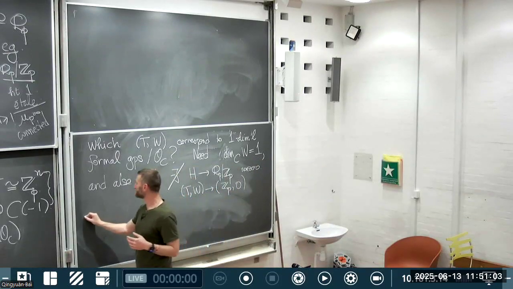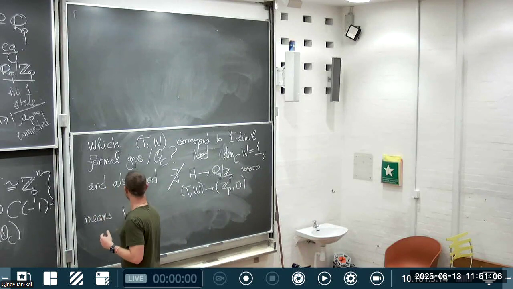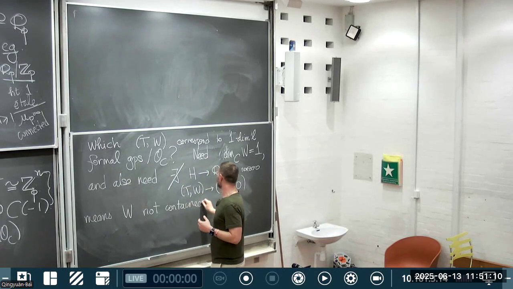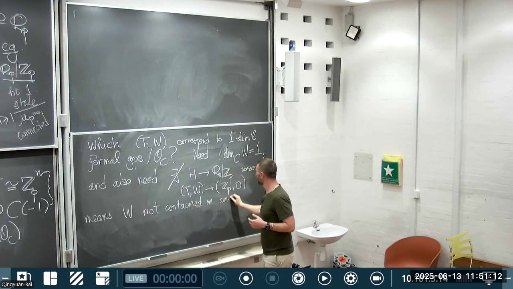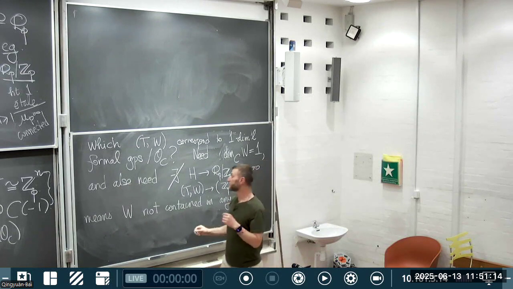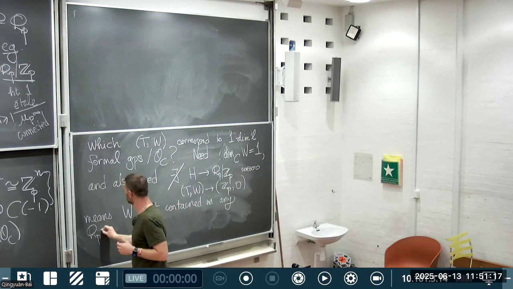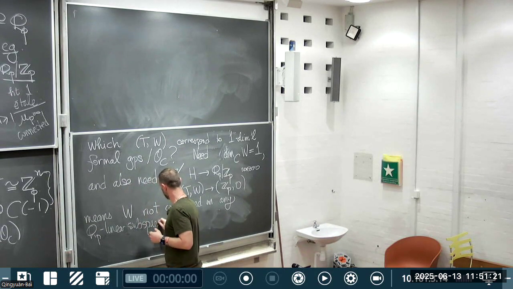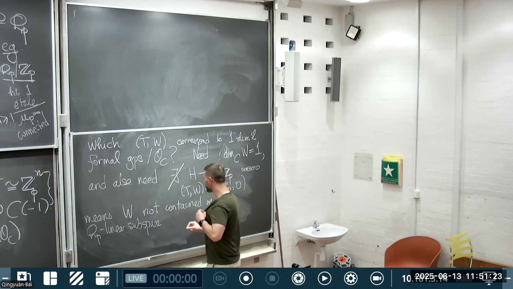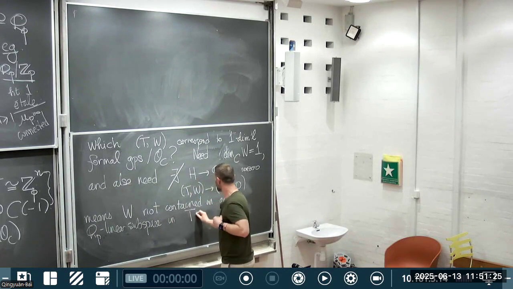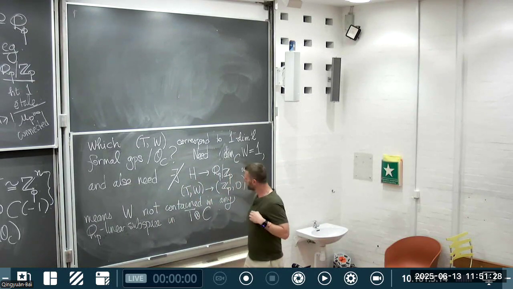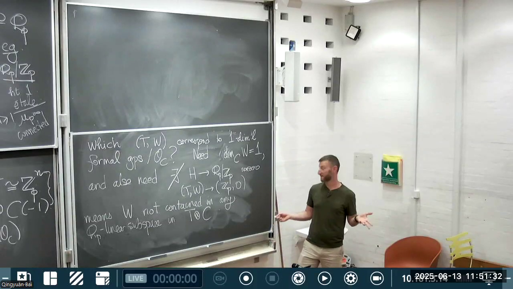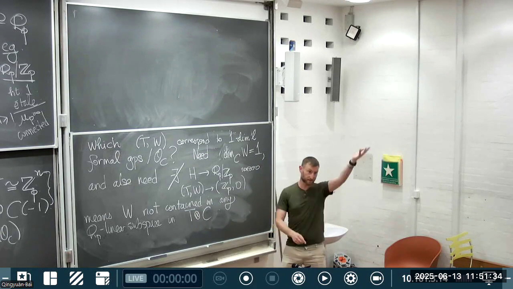Now really think about what this means. It means that W is not contained in any Q_p-linear subspace in T tensor C. So in other words, T tensor C, of course, it has this Q_p structure to it because it came from something defined over Z_p, in fact.